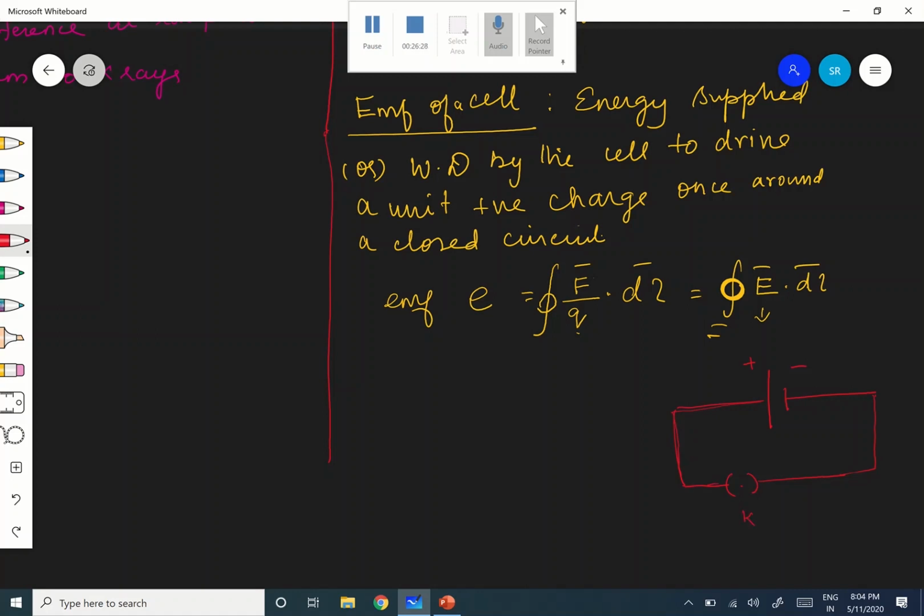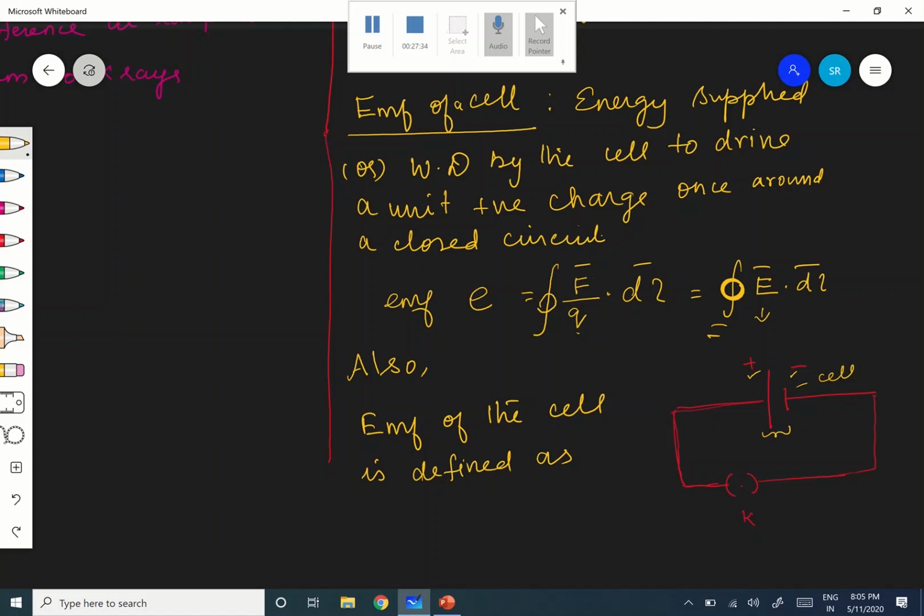Now I want to give one more definition for the EMF of the cell. This is the first definition. Another definition is, the EMF of the cell is defined as the maximum potential difference between the two electrodes of the cell, when no current is drawn from it. A cell has a positive electrode and a negative electrode, so there will be some potential difference between them.